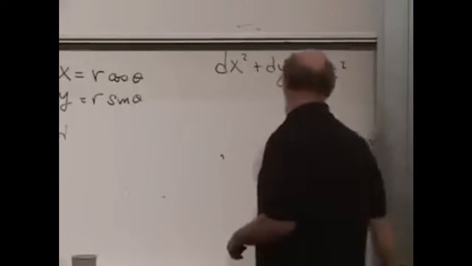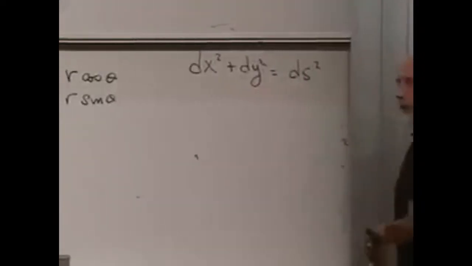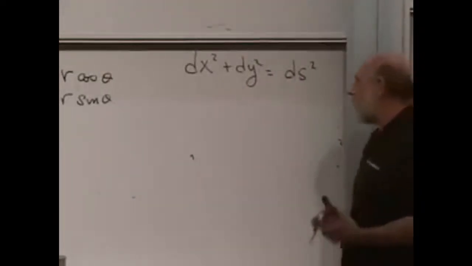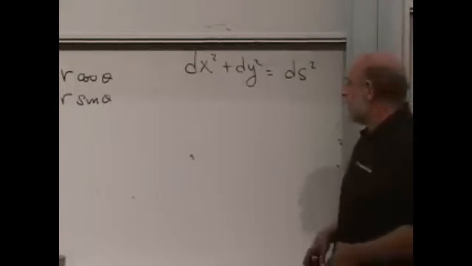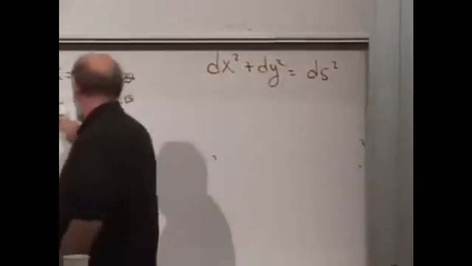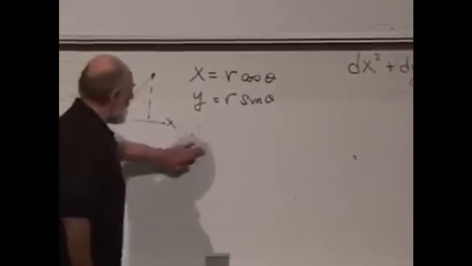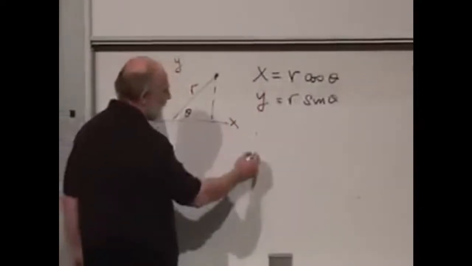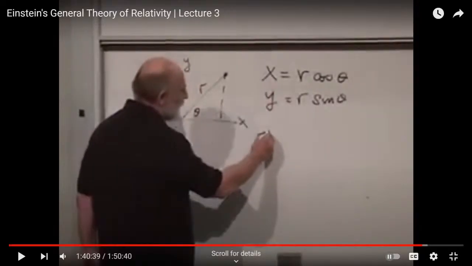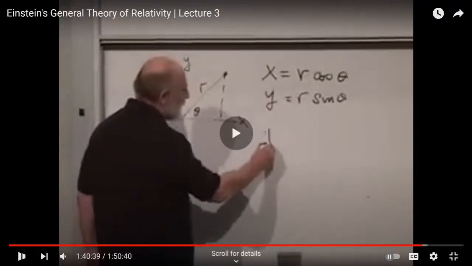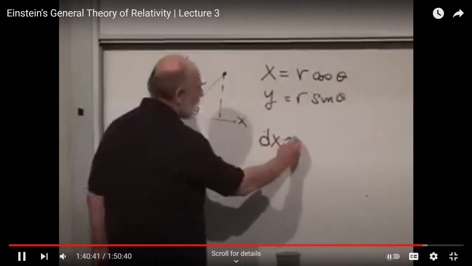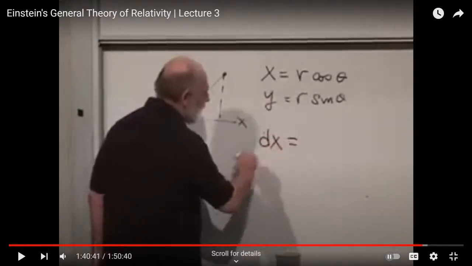That's good old Pythagoras. But now all we have to do in order to rewrite the metric in terms of r and theta is to express dx and dy in terms of dr and d theta. So let's do that. Let's differentiate this. So we're going to do dx. dx is equal in terms of what?